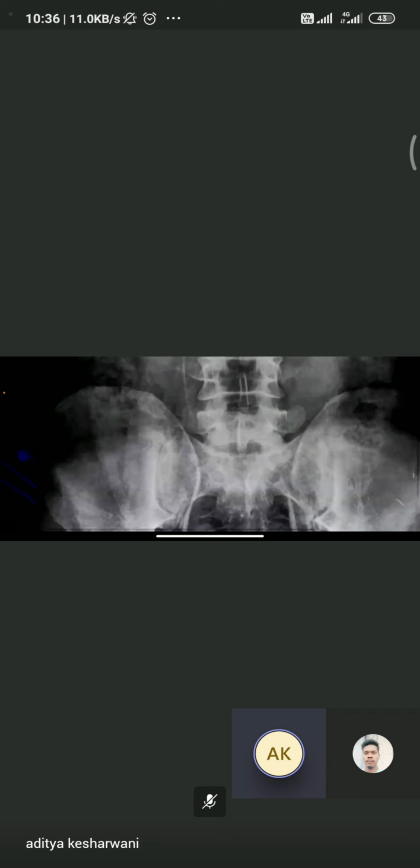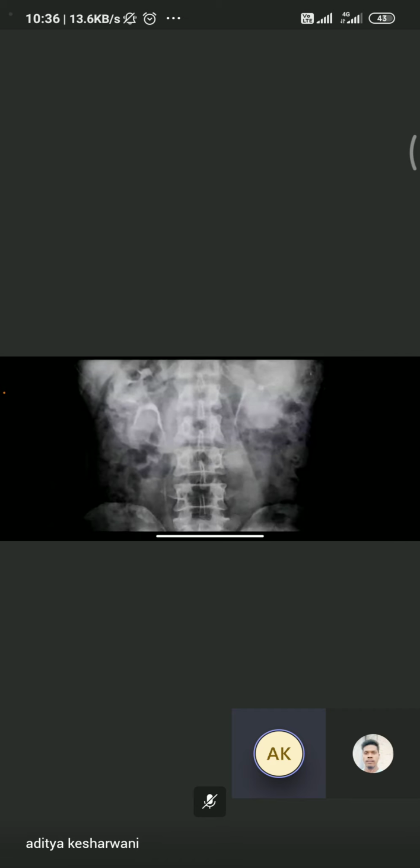Followed by a renal pelvis, followed by a ureter, and the ureter is draining into the bladder. So this is an IVP film. Usually it is done to find out if there is any obstruction at the ureter level, or if there is any stone at the ureter which causes obstruction.